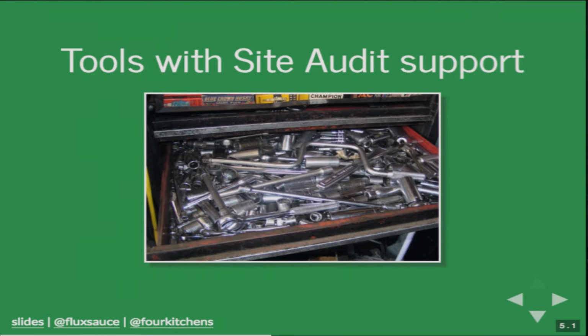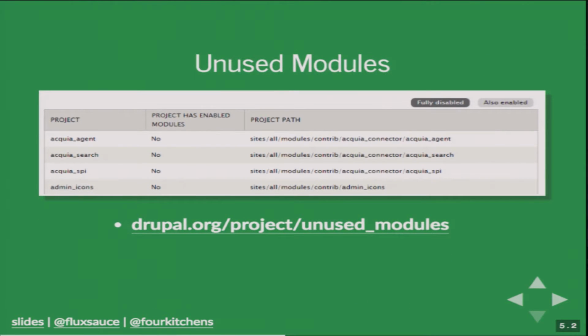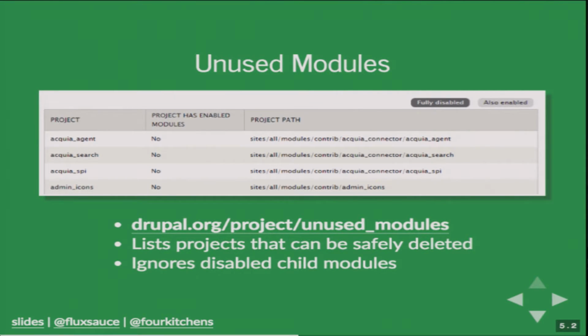So there's a number of tools that exist now that have Site Audit support, and this is a few of the ones that I know about. Unused Modules is a project that looks for unused modules. These are extensions that exist in your code base that are not enabled and have no dependencies and are just sitting there taking up space. So it lists projects that can be safely deleted and ignores disabled child modules.